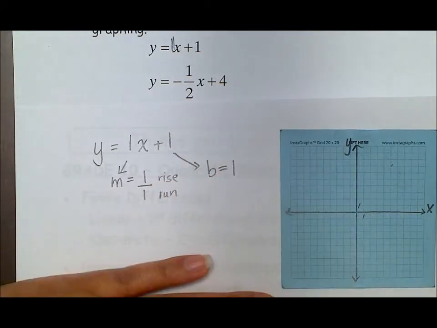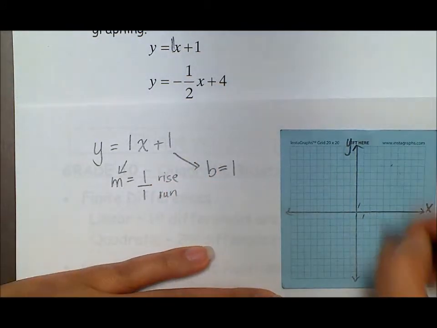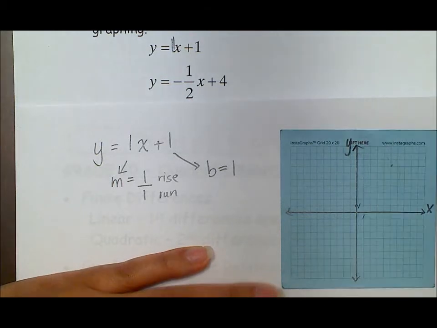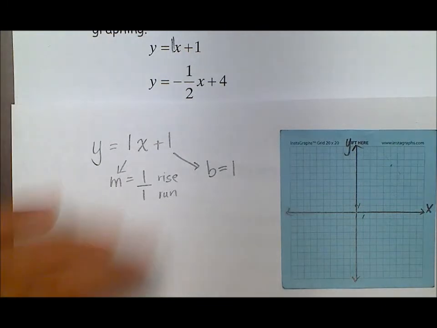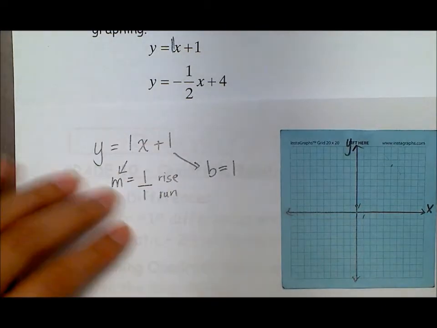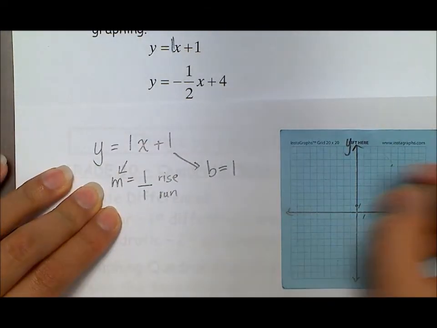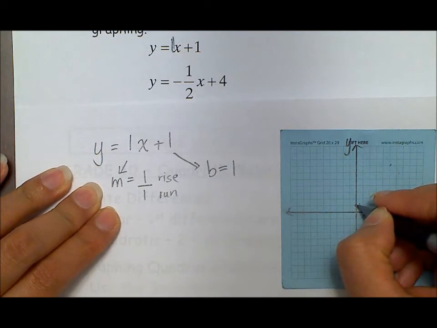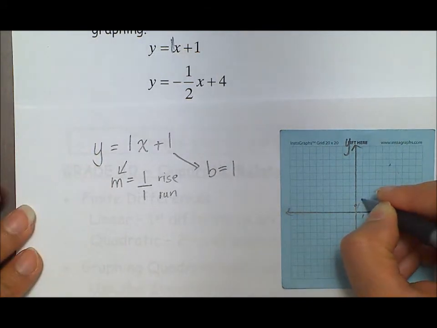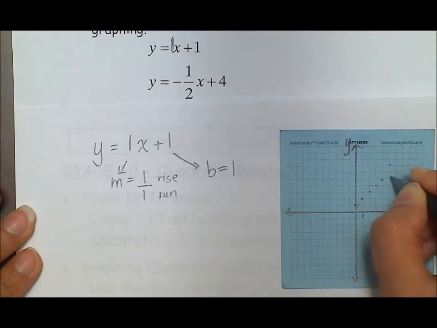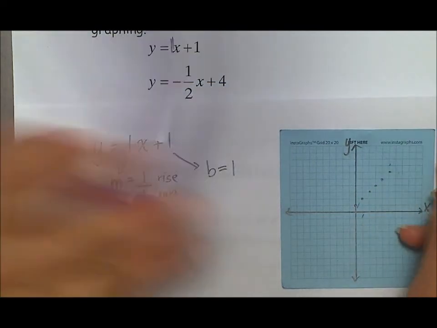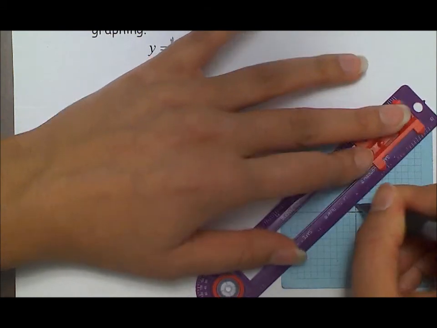So when you are graphing, the first thing you need to do is plot your y-intercept, and then use your slope to plot some more points. So from the y-intercept, we're going to rise 1, run 1, and create a new point. And I'm going to continue to rise 1, run 1, and create a bunch of points. And eventually you'll notice a pattern. You're going to use the pattern to help you create the line.